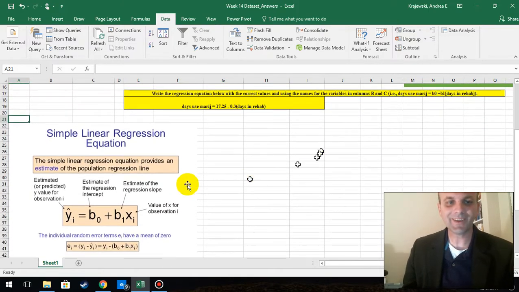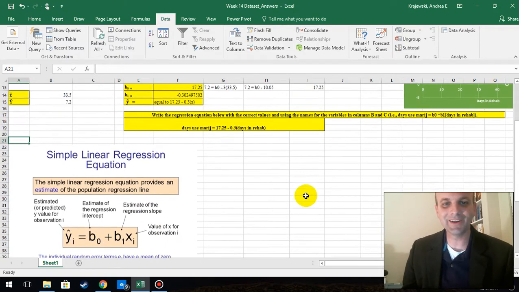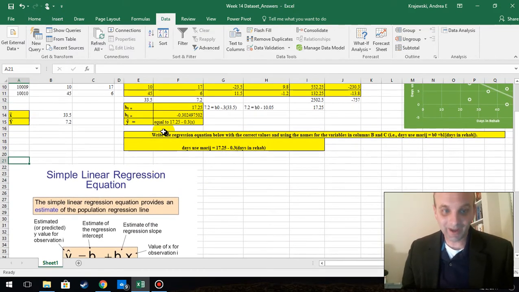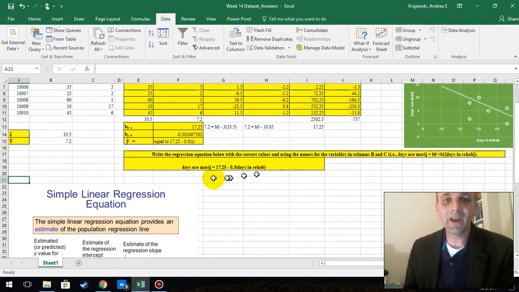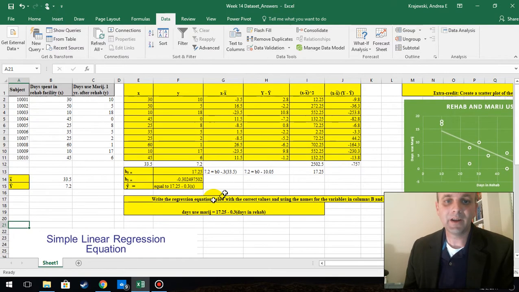Essentially, this is kind of what the equation looks like, and here's one of the answers. For one of the questions, it says write the regression equation below with the correct values used in the names for the variables in columns B and C, right? So this is kind of how it looks. So days that an individual uses marijuana equals 17.25, which is the intercept, minus 0.3 times the days in rehab. Now, that might seem complicated or convoluted.